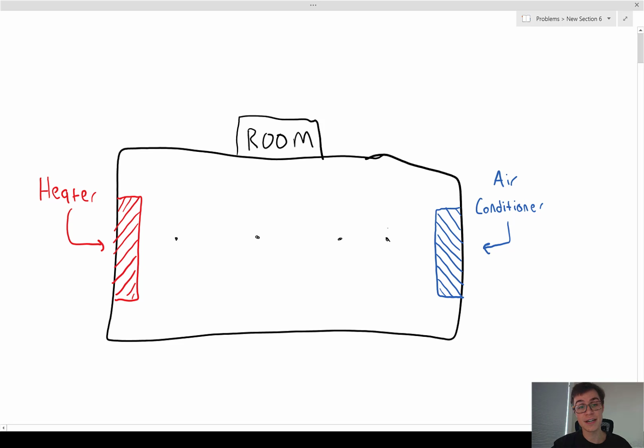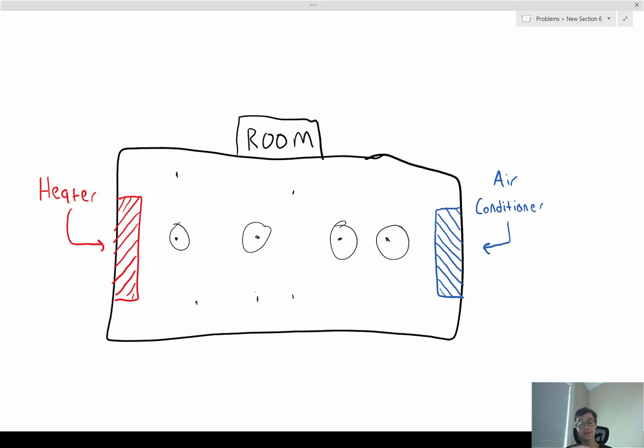Maybe near the heater it's hot, like maybe at this point it's like 80 degrees, but near the air conditioner it's like 60 degrees. If you looked in the middle, like right here, maybe it would be 70, maybe right here it would be 64. It doesn't really matter what the temperatures are. What matters is you can take literally any point of this room and get a temperature value associated with it. So the temperature in this room is actually a temperature field, because every single point has its own temperature.